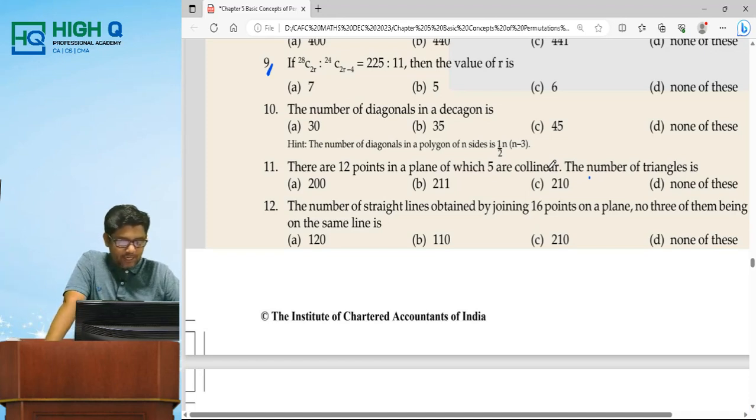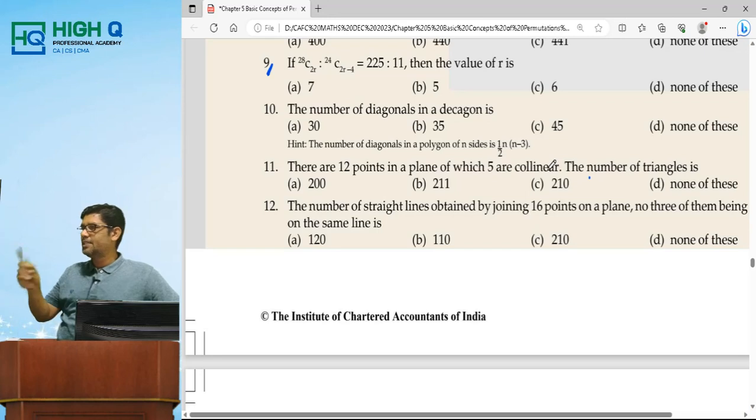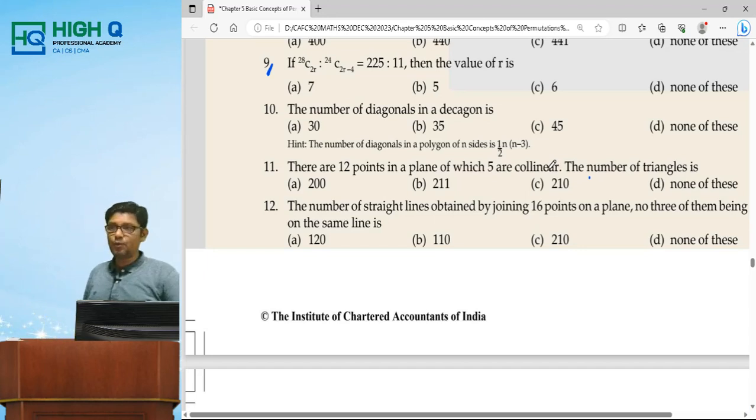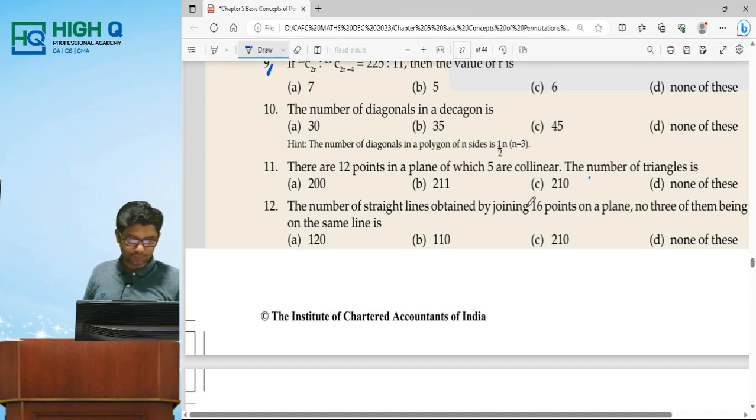The number of straight lines obtained by joining 16 points on a plane, no 3 of them being on the same line. That means what? All are non-collinear points. 16C2, 120. Have you all got 120? Guys, I am not marking because there are some glitches, blinking, so that's why I am not touching this pad.